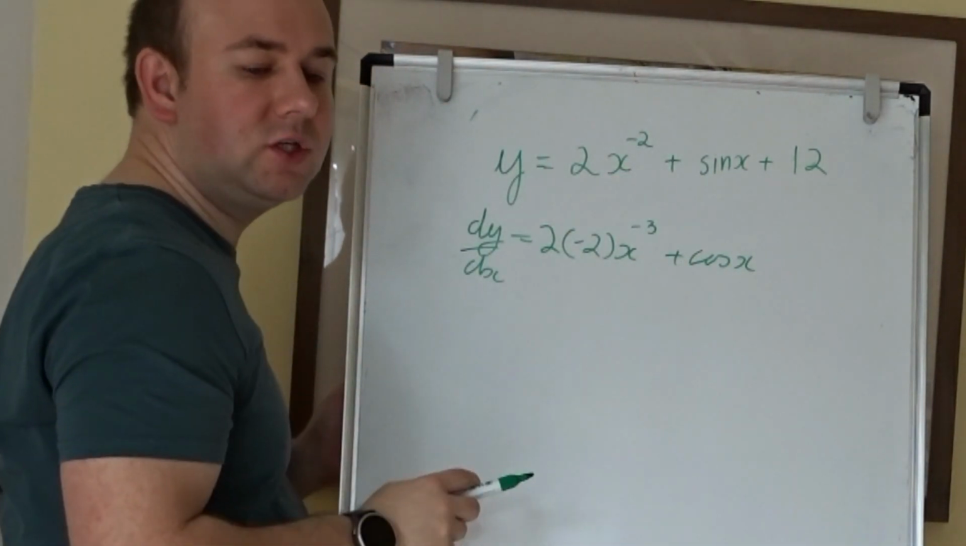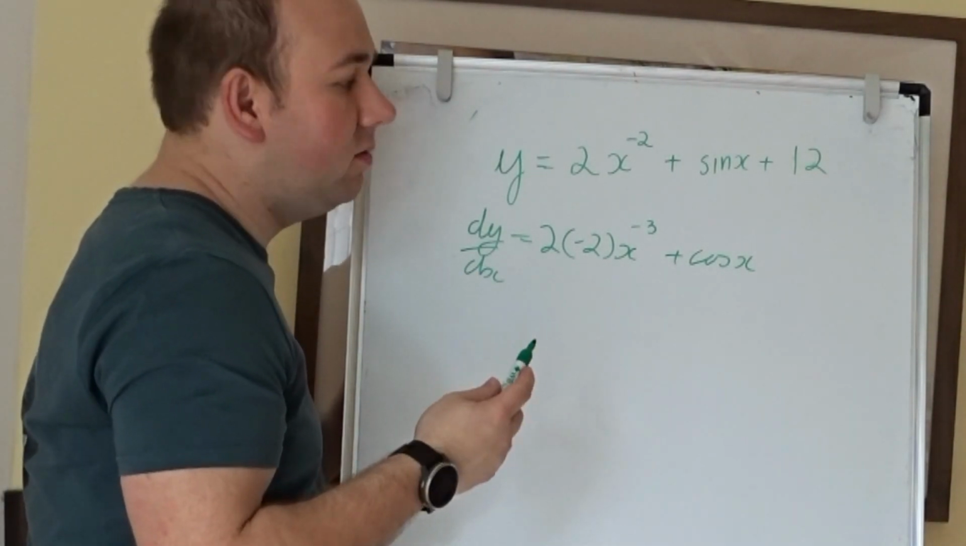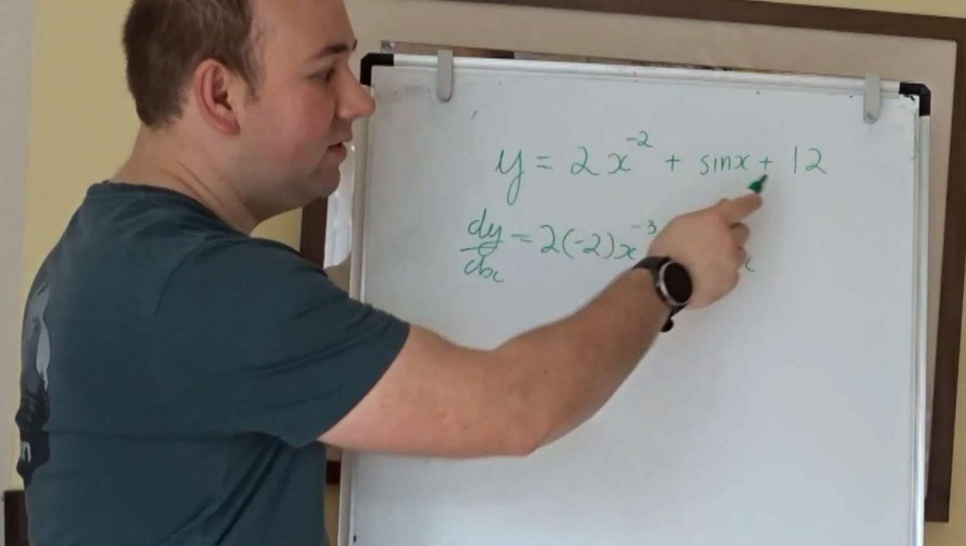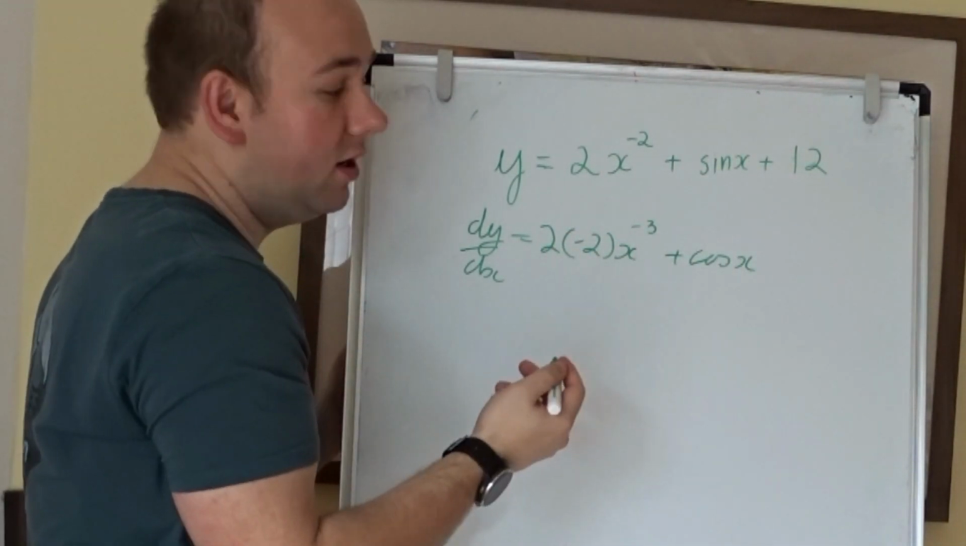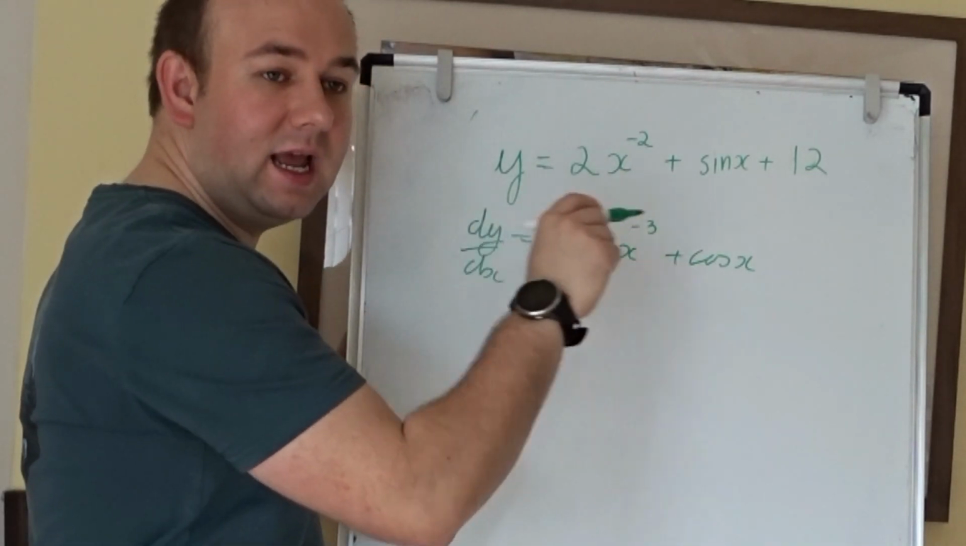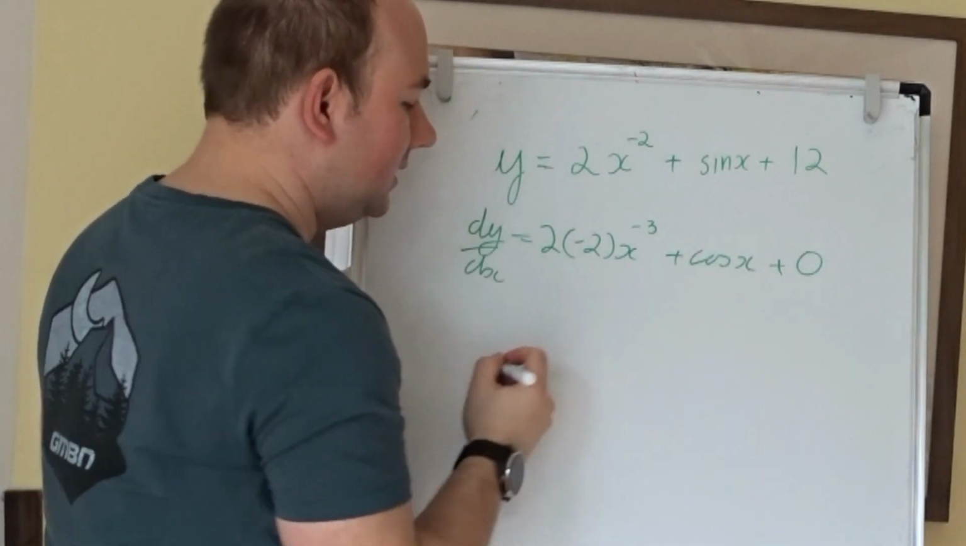And finally we have the 12. In the case of differentiating a constant, which is the equivalent of doing x to the power 0, so this is 12x to the power 0, we could write it as. This is basically a flat line, so it has no gradient, so it just goes to 0.